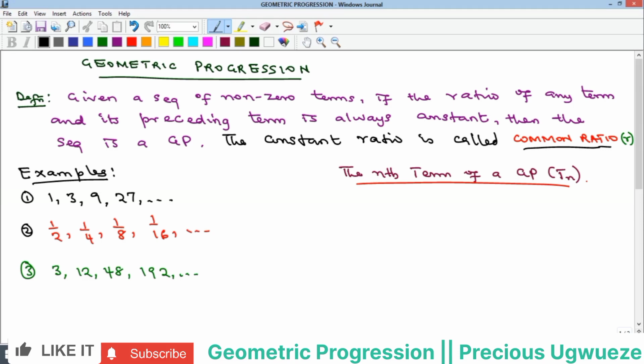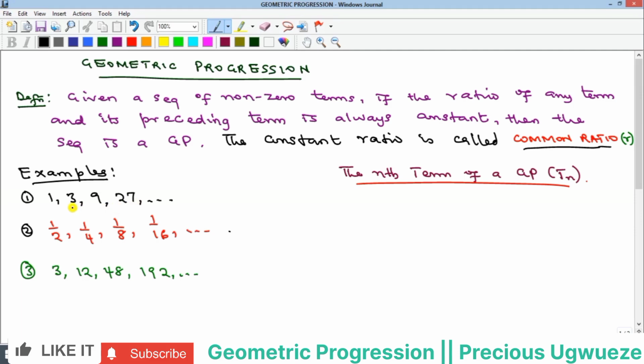So if you have a sequence where there are non-zero terms, and the ratio of any term and its preceding term is always constant, then the sequence is a geometric progression. So what are we saying? That if you have a sequence, for example, this is a sequence and there is no zero here. You know, in arithmetic progression you can have zero. So there is no zero here.